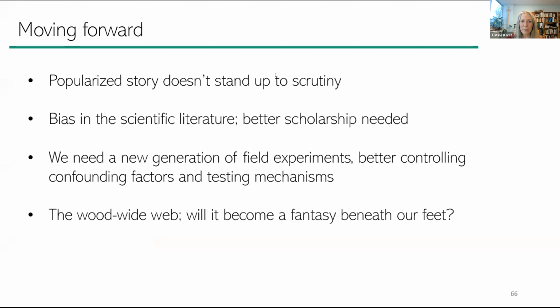So moving forward, in our paper, we spend some time wanting to be forward thinking. We do not want to put a chill on this field of research. If anything, we're hoping that our paper will reset and reorient the field a little bit. And we're really excited about the next generation of experiments, and thinking about how we can eliminate some of these confounding factors, and acknowledging in our work that there are some limitations, and being more careful when we cite the work of others going ahead. And if we don't do this, my concern is that the Wood Wide Web will become a fantasy beneath our feet if we don't get our house in order here.